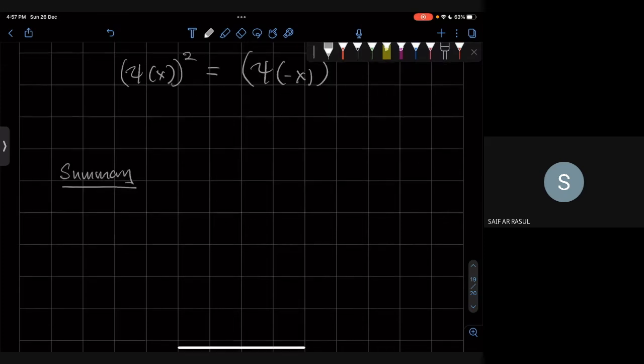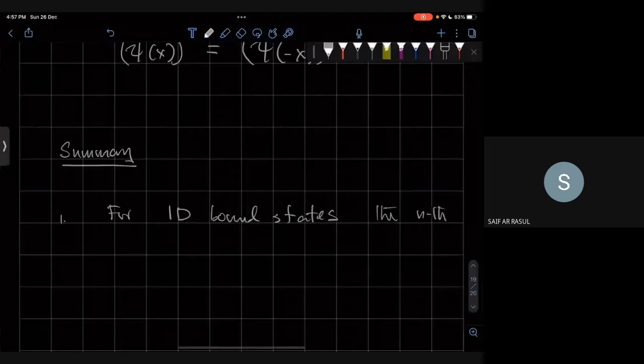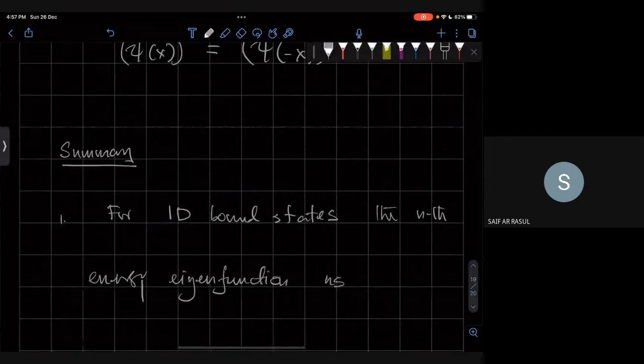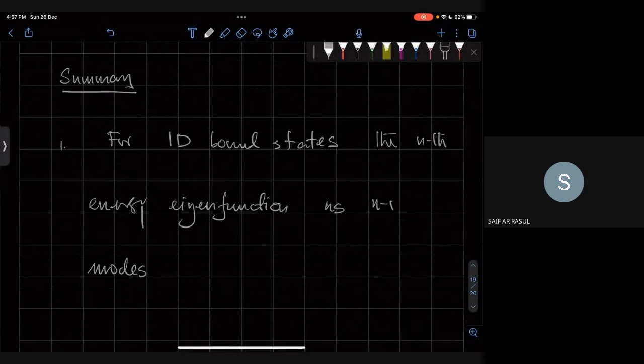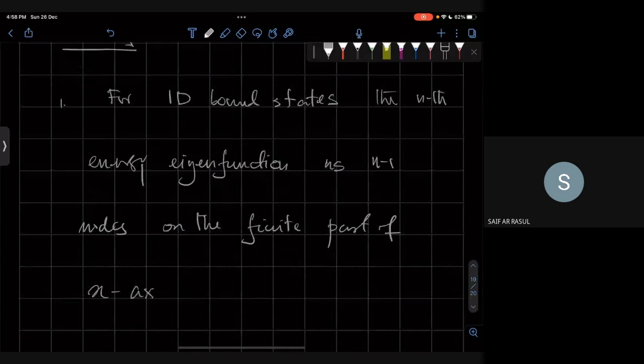So the summary is that for one-dimensional potentials, for 1D bound states, the nth energy eigenfunction has n minus 1 nodes, not modes, sorry, nodes, on the finite part of the x-axis, plus 2 zeros at infinity, right?